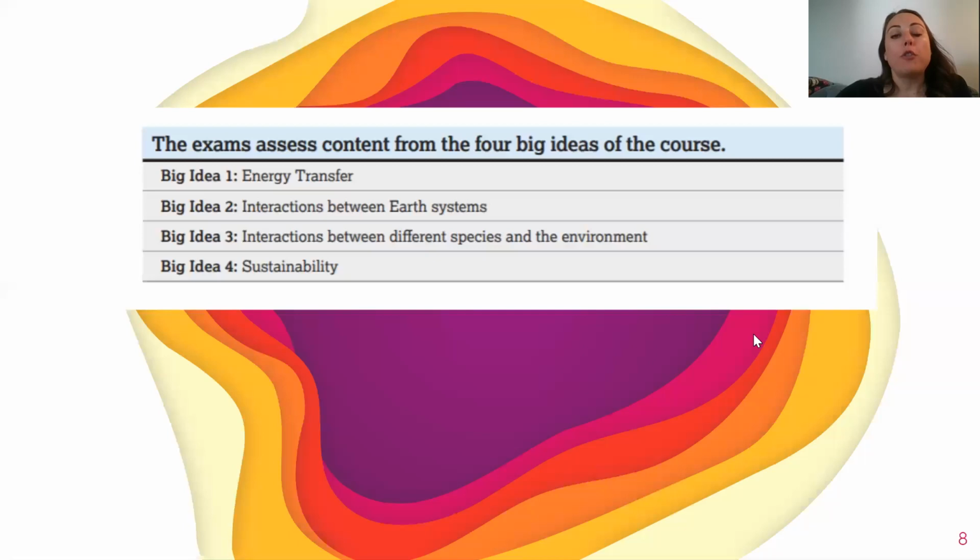Okay, there are four main big ideas in this course. The first one is energy transfer, and specifically we're talking about energy usually within ecosystems. Then we're talking about interactions in Earth systems. So this is relating things like winds and oceans and plate tectonics into biomes, into ecosystems, into how the biomes form with altitude or with latitude.